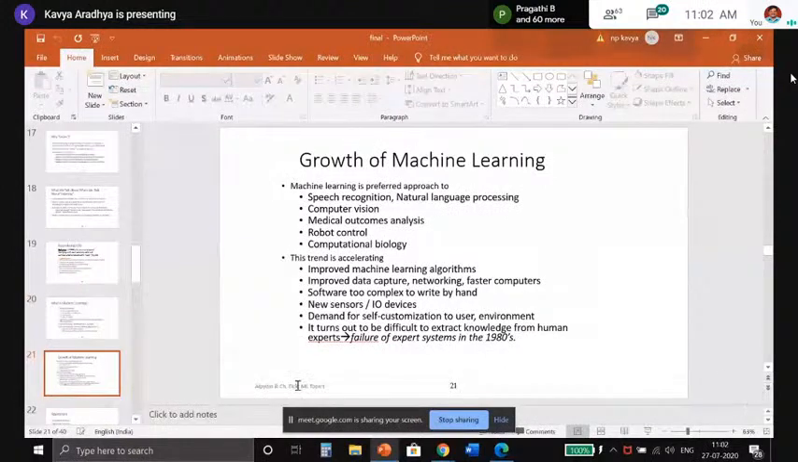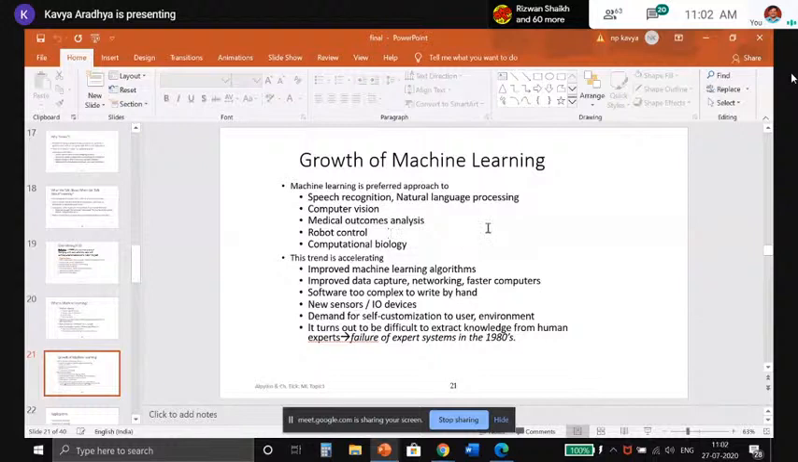Now, growth of machine learning, to go further, what are the different areas? When I started this lecture, I told you what all these areas are. Machine learning, speech recognition, right? For speech recognition, we use natural language processing. When you talk, when you communicate, you use some language, right? So that one major field is natural language processing. Computer vision, you see.